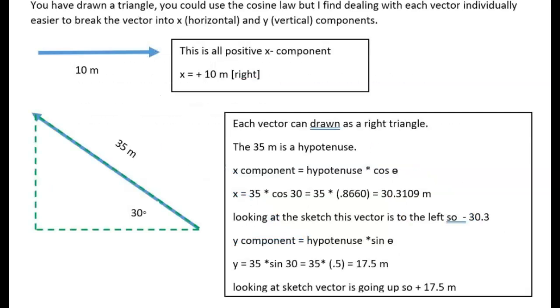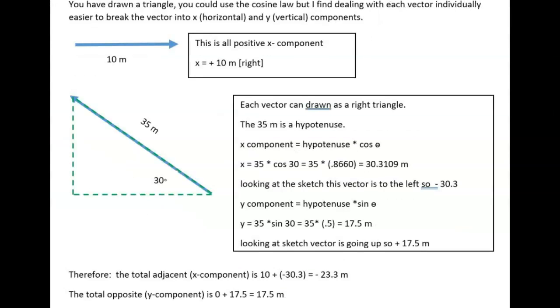Breaking into components. At this point, you have drawn a triangle. You could use the cosine law, but I find dealing with each vector individually is easier. Each vector is broken into x horizontal and y vertical components. Note, at this point I am only dealing with one vector at a time. I then find my total x and my total y. Be careful with the signs.